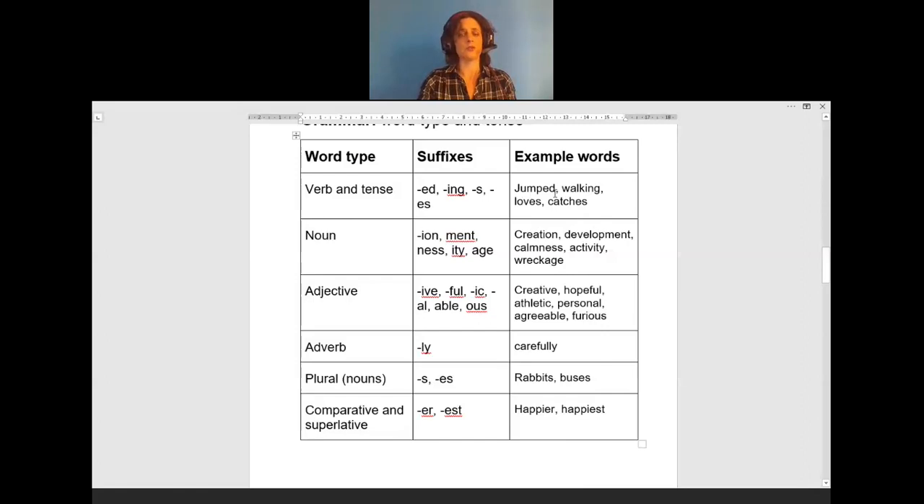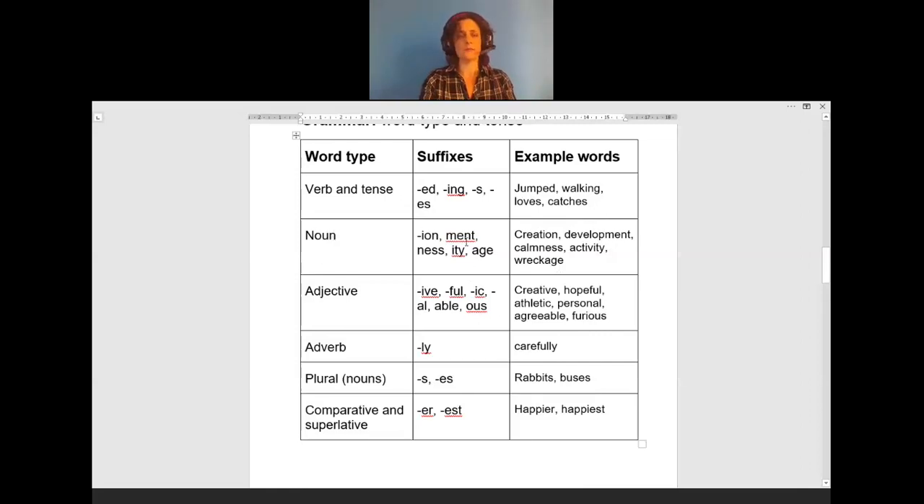So jumped means it's already happened in the past. Walking means it's happening now. Loves means that it happens across time. So if he loves something, that means it happens across time. It's not a particular time. And with catches, sometimes the s has to be es if it's after particular sounds at the end of a word. Okay, then we have nouns.